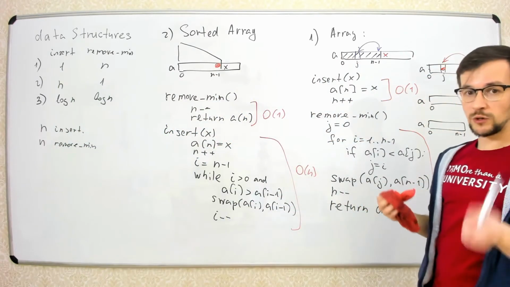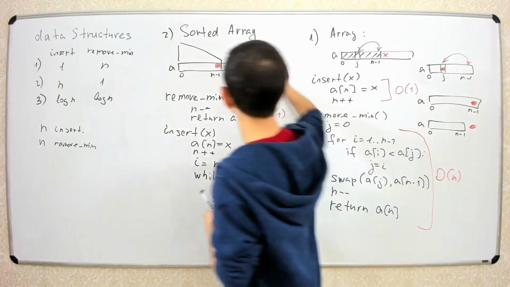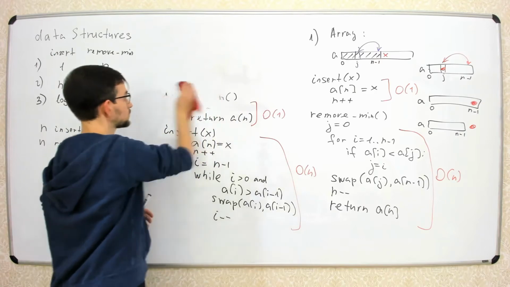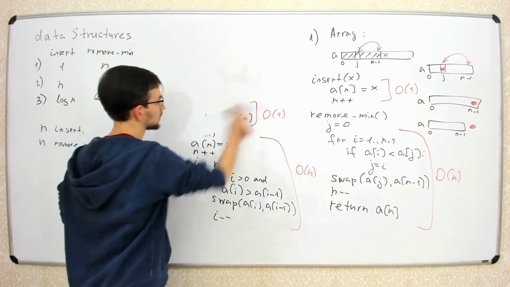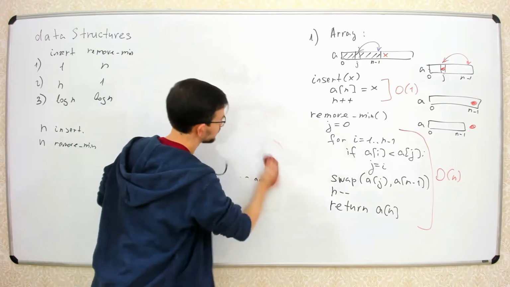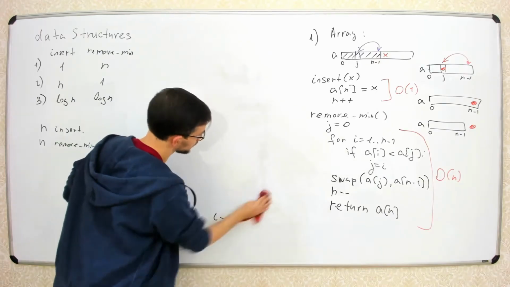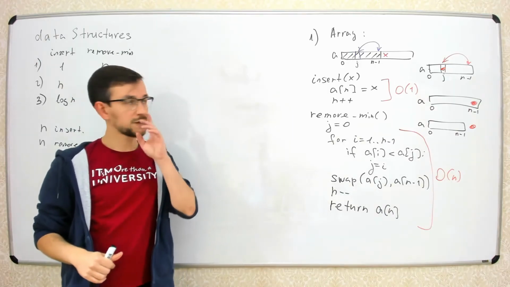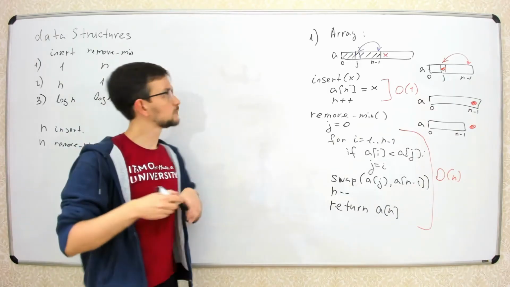Let's go. So now we'll discuss the binary heap. The binary heap looks like this. You have a binary tree.